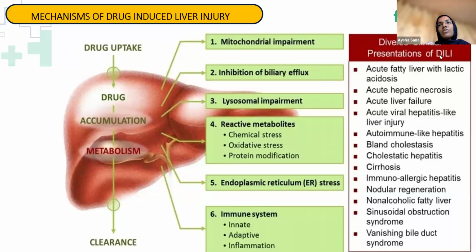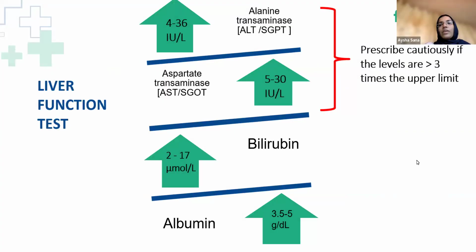Then is the presentation of drug-induced liver injury. Drug-induced liver injury, like any other liver condition, will present as fatty liver or lactic acidosis or hepatic necrosis, or it can lead to liver failure, or it can also present like viral hepatitis. So all these are the different presentations of drug-induced liver injury. So now we have seen what are the risk factors for a hepatic patient and how the drug affects the liver, and how the patient presents with liver injury because of a drug.